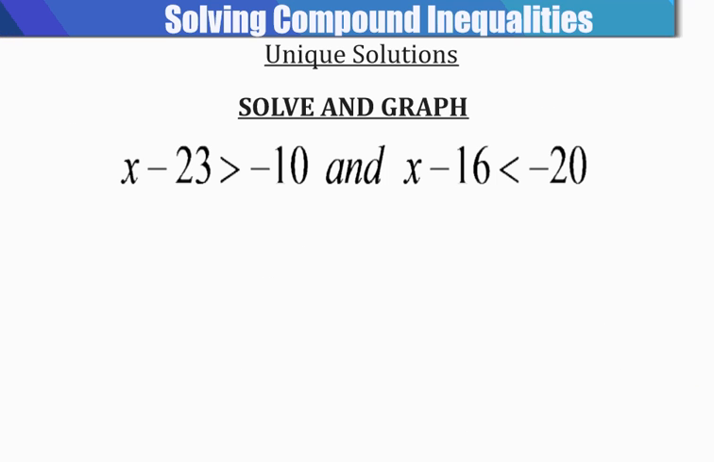Last one in the note packet is a special case. What if I ask you to graph the answers for x minus 23 is bigger than negative 10 and x minus 16 is less than negative 20? So I'm going to solve both of these. Add 23. I then end up getting x is bigger than 13 and add 16. I get less than negative 4.